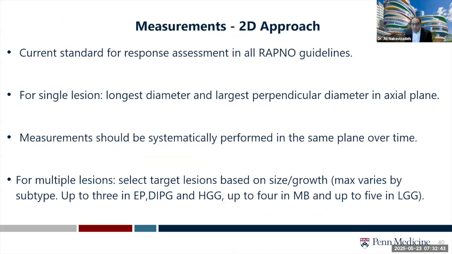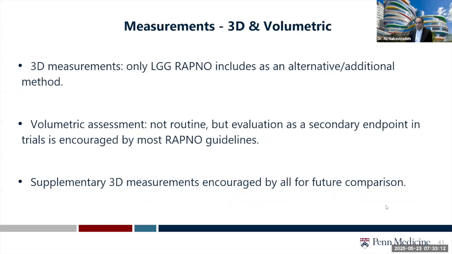So the 2D approach is the current standard for response assessment in RAPNO. Similar to RANO, for a single lesion, measure the longest diameter and the largest perpendicular diameter in the axial plane. Again, measurements should be systematically performed in the same plane over time. And if we have multiple lesions, the maximum number of target lesions varies by tumor: up to 3 in ependymoma, DIPG, and HGG, up to 4 in medullo, and up to 5 in LGG.